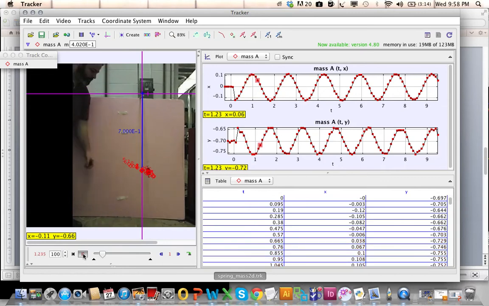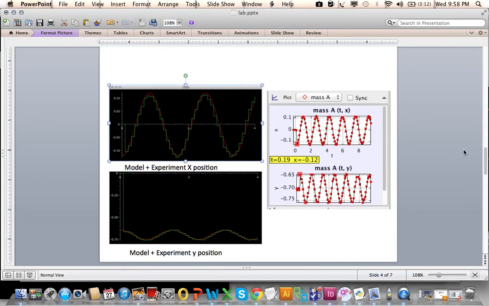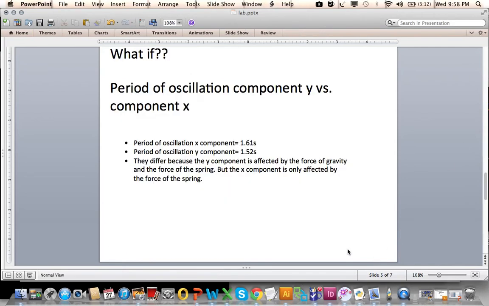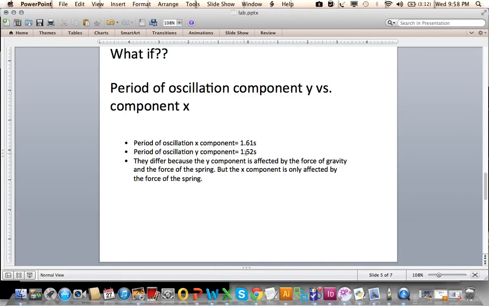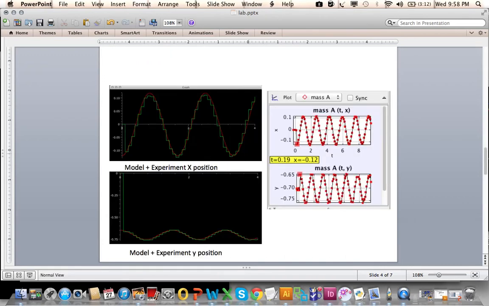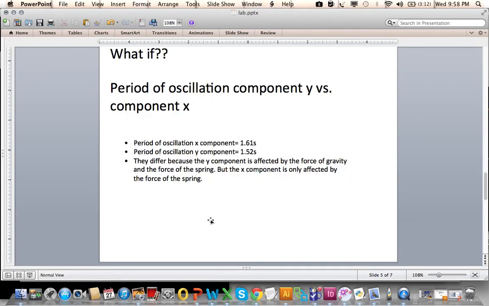We can see how it oscillates, it goes up and down. The period of oscillation is between this peak right here and this peak right here. And from the data from the tracker, we got that the period of oscillation of the x component is 161 seconds, this one. And the y component is 152 seconds, which is in here.